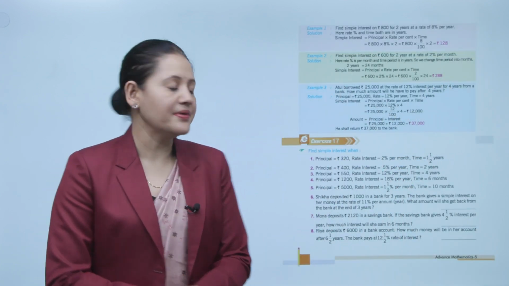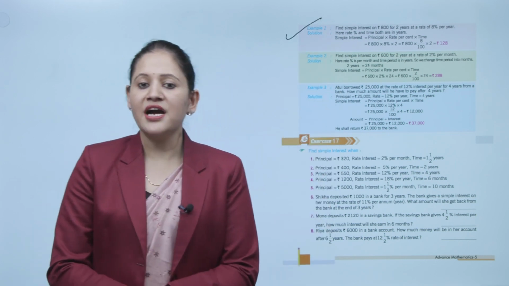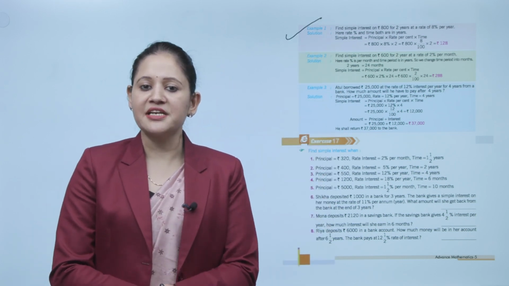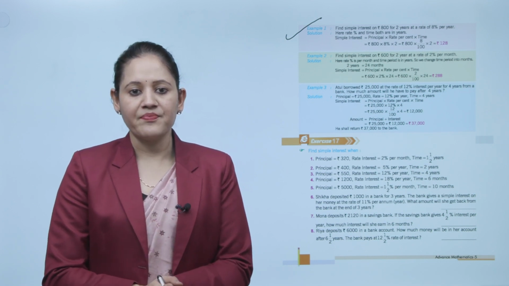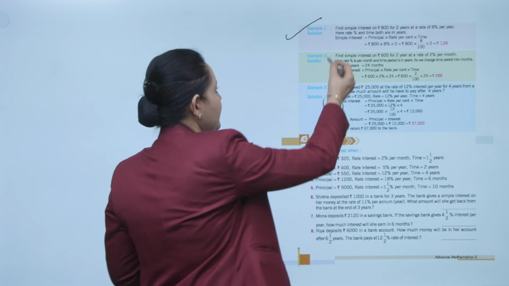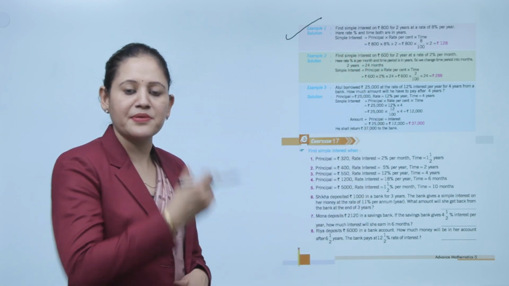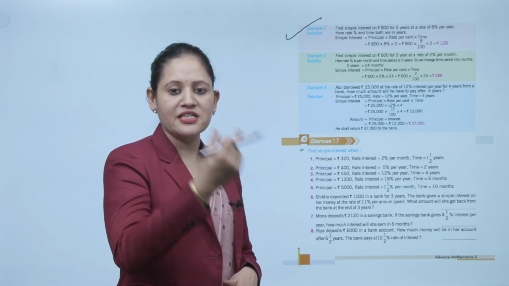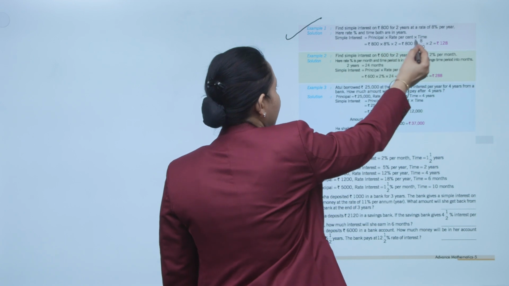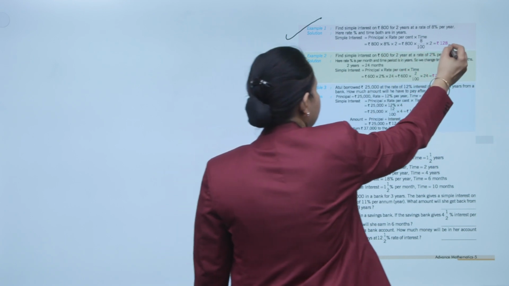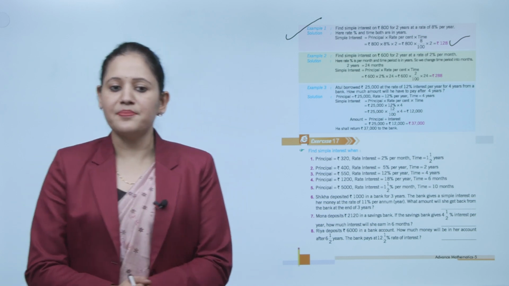Now we will take an example. Find simple interest on rupees 800 for 2 years at the rate of 8% per year. Here the rate percent and time are both in years, the same unit. Simple interest equals principal into rate of interest into time. So 800 into 8 upon 100 into 2, that is rupees 128. That is the simple interest.